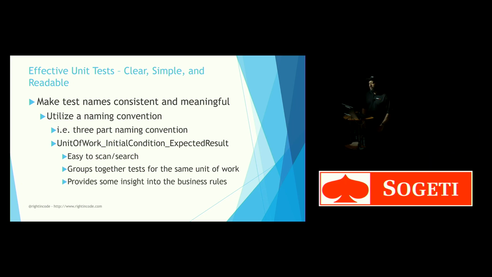And then it also provides some insight into the business rules. So if we go back to the example where I indicated total invoice and invalid line item as the initial condition, and expected result is throw an exception, when you read that, you can understand exactly that's part of at least one part of my business rules. So that actually helps out. That adds a lot of value to your suite of tests, particularly when you're dealing with thousands.